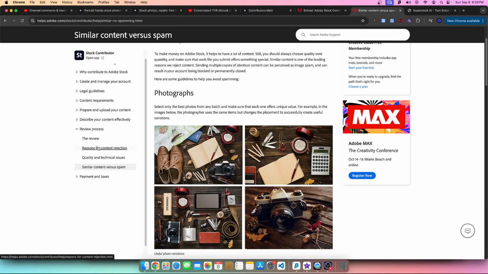Well, there are a lot of different categories of spam, but the two most common currently are images that are deemed the same with no unique value, and images that have inherent errors. So let's go over both of these, and I'll show you live examples of each.